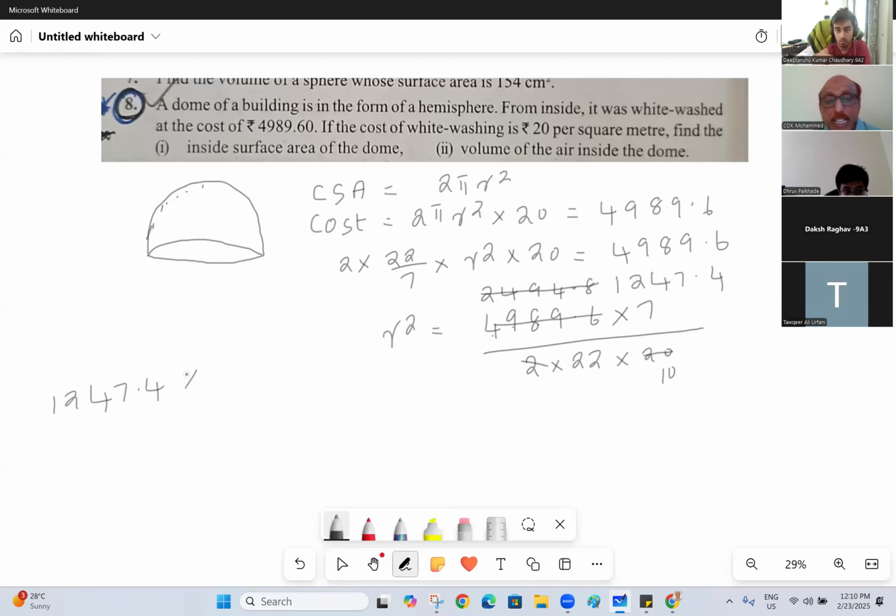1247.4 into 7 by 10 into 22. I will check whether it is divisible by 11. 1 plus 4, 5 plus 4, 9. 7 plus 2, 9. 9 minus 9, 0, divisible by 11.